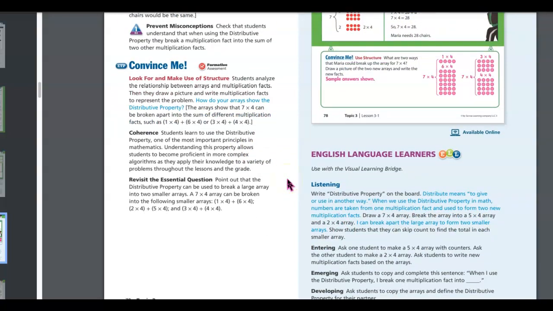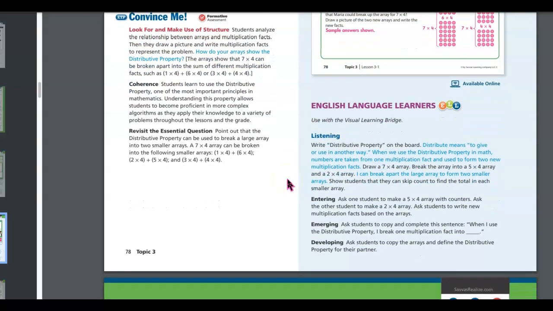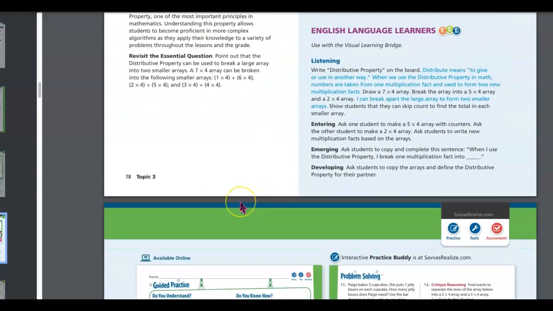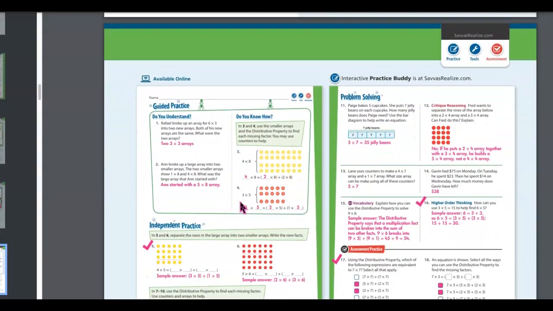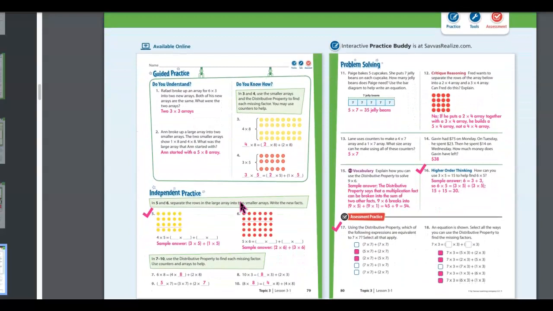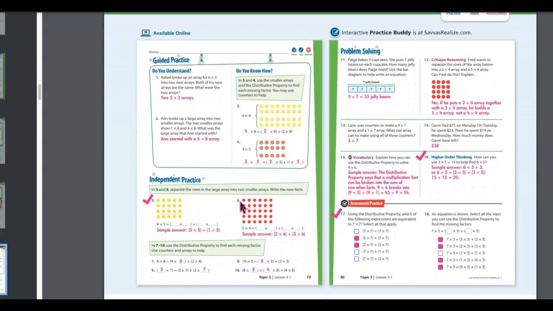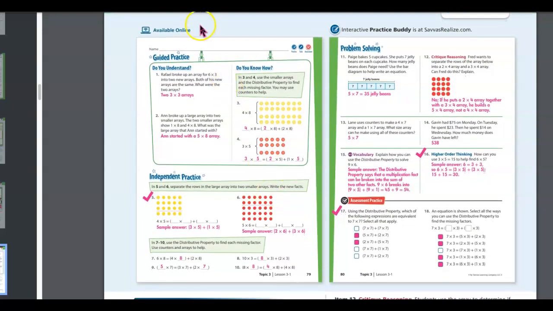At the bottom of your teacher's guide on step 2, you do have additional strategies for English language learners. Here's listening for this one, what they should be doing if they are just entering, emerging, developing. It gives you all sorts of strategies that you might need. Step 2 also includes your guided independent practice and problem solving for your students. Again, you can see up here, this is all available online.